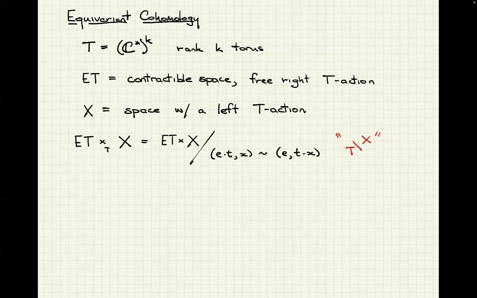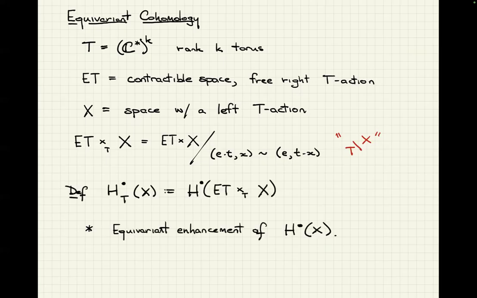So what I'm basically doing here is I'm taking my space X, I'm crossing it with this contractible space ET that is somehow topologically not doing anything. And the magic of this contractible space ET is it's somehow forcing this torus action to be free. So this is an approximation somehow of the quotient of X by the T action.